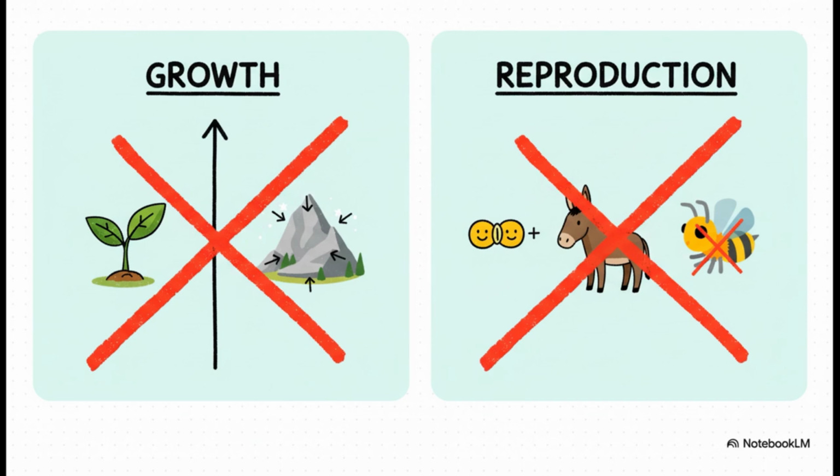Okay, what about reproduction? Well, sure, it's essential for a species to continue. But what about individuals? You've got mules, sterile worker bees, even some humans who are definitely alive but can't reproduce. Because we have these exceptions, reproduction is out too. It's just a characteristic, not a defining feature.